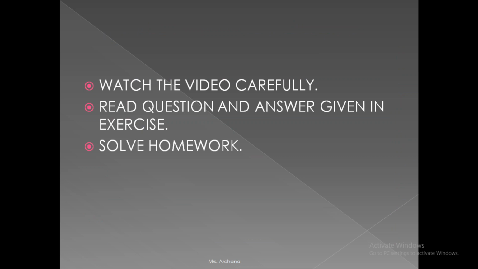Watch the video carefully, read the book, and again you watch for clear idea. Then read the question answer given in the exercise and solve homework. And this is also the exercise, question answer and everything I have given for the book Cambridge Connection Computer Studies.